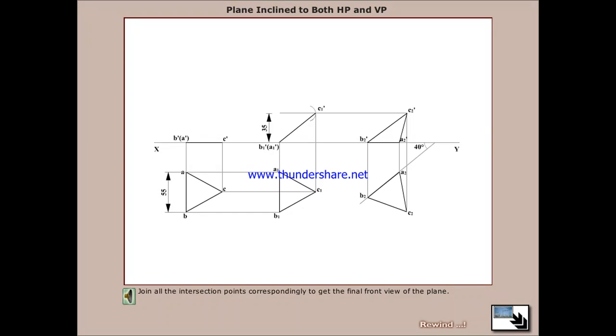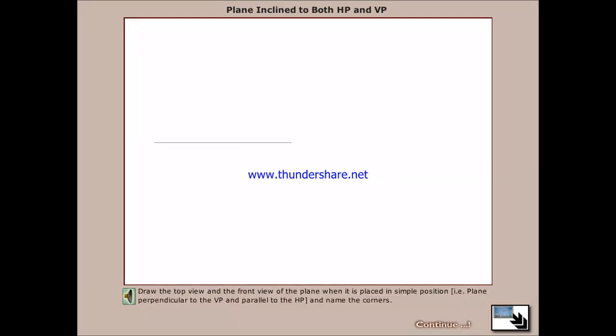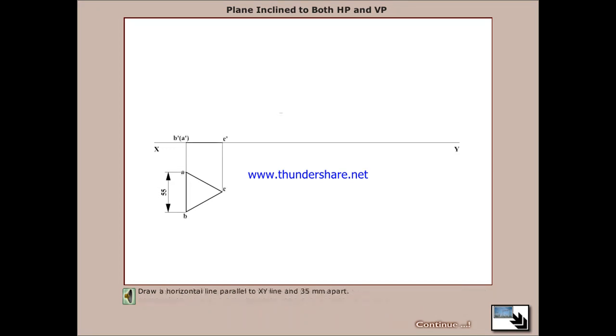Once again. Draw the top view and the front view of the plane when it is placed in simple position. That means plane perpendicular to the VP and parallel to the HP, and name the corners. Draw a horizontal line parallel to the XY line and 35 millimeters apart.